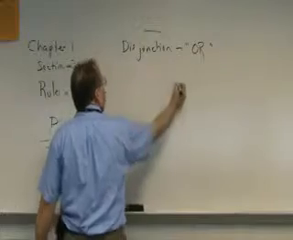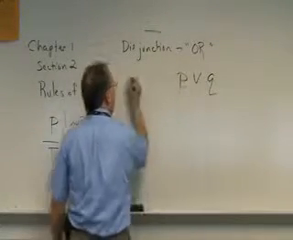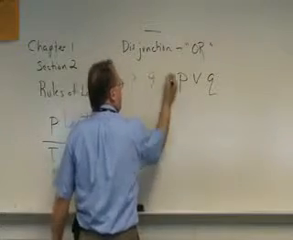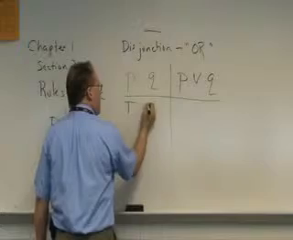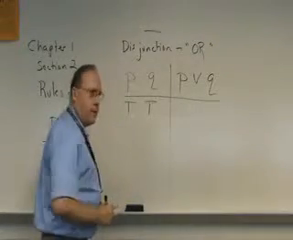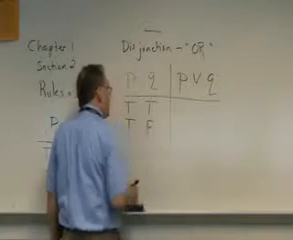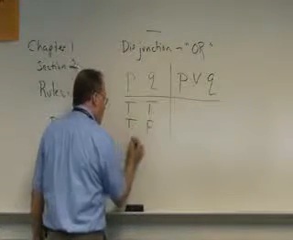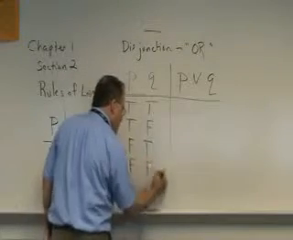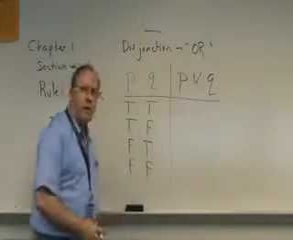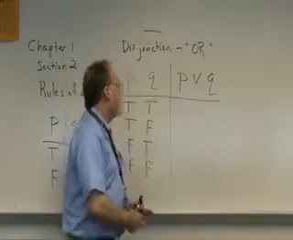So if I'm talking about P or Q, there's the or, all right? Let's go ahead and evaluate that. And again, P and Q could both be true at the same time. Or P could be true, but Q false. Or P could be false and Q true. Or they could both be false. All right. And now we're going to examine P or Q.